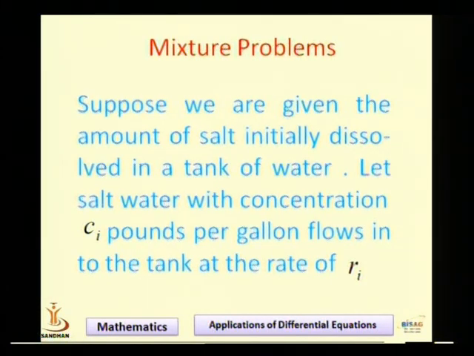Suppose we are given, for example, I am taking, given the amount of salt initially dissolved in a tank of water.